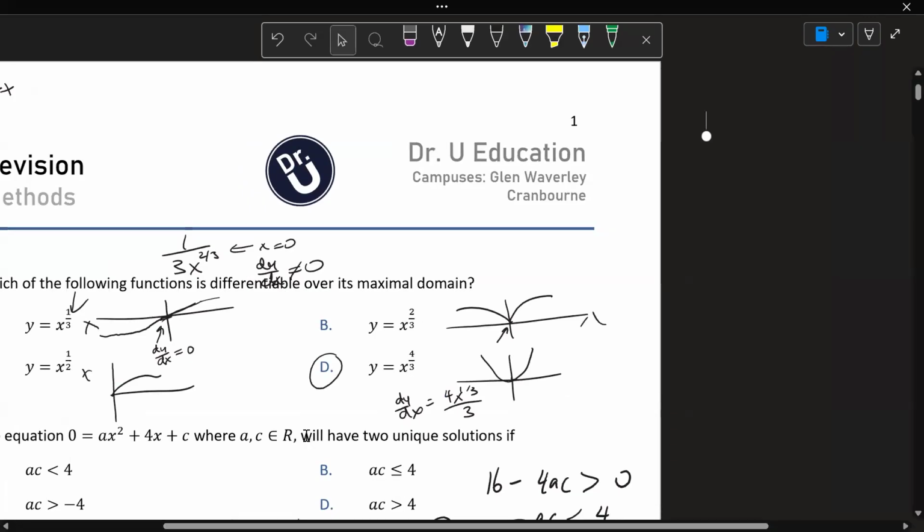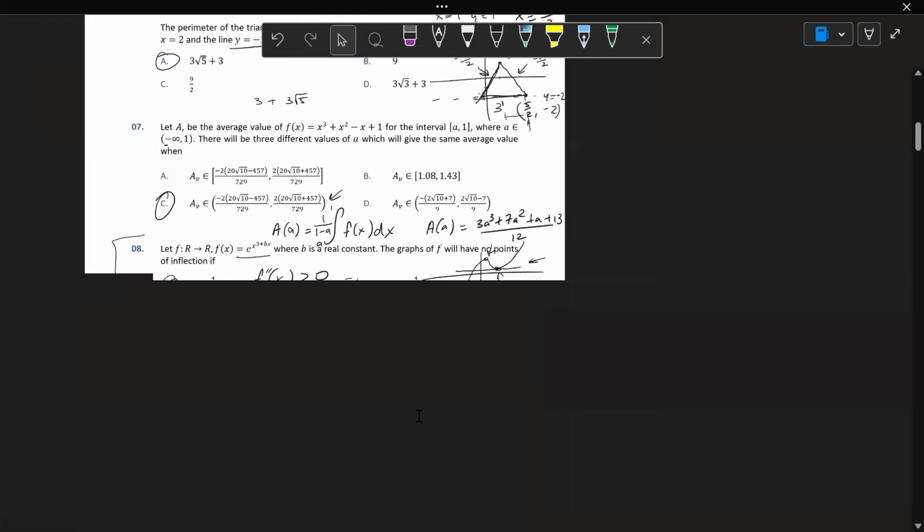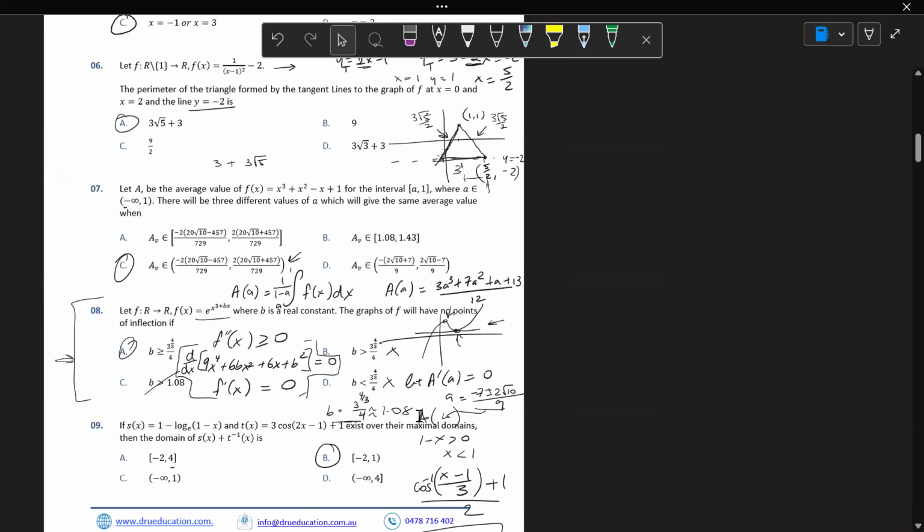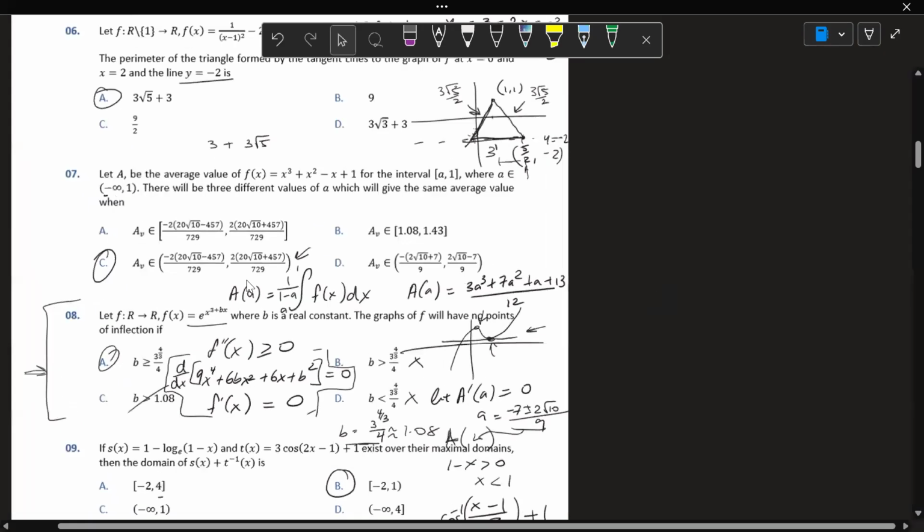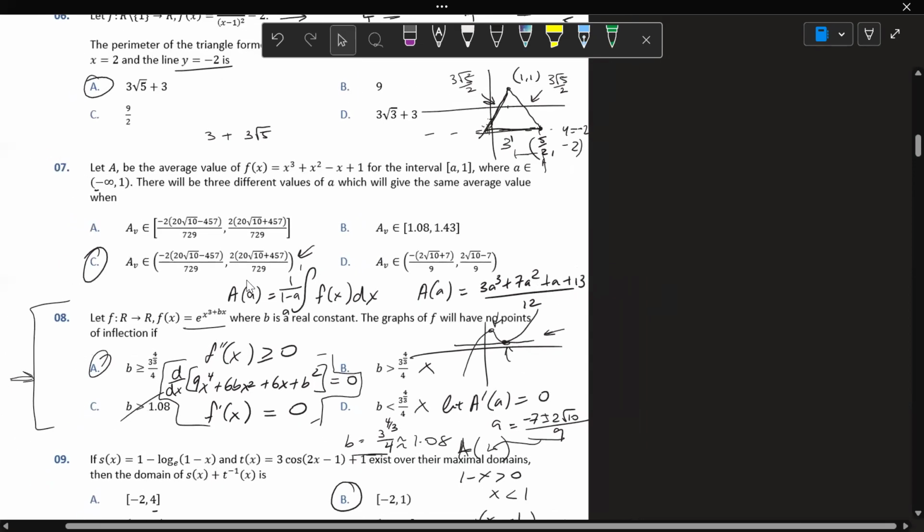Does anyone have any other questions other than question 9, multiple choice? Sorry, question 8. Yeah, other than question 8. Question 7. All right. Okay.